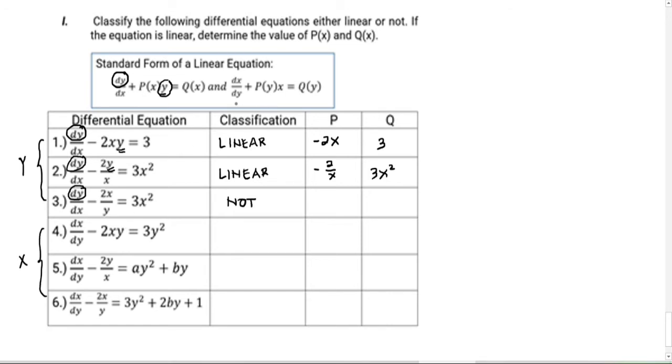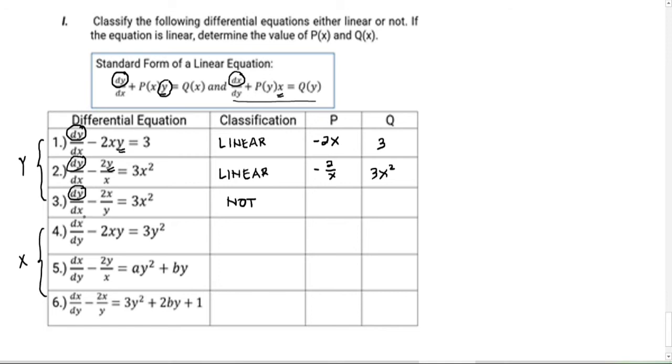For number 4, we are going to refer to the standard form of a linear equation in variable x, in which we have here dx and we have here variable x raised to the first power and the rest are in terms of y, that is p(y) and q(y). For our number 4 to number 6, we are going to refer to our standard form of a linear equation in variable x. As shown, in this standard form, we have here dx in the numerator and also x raised to the first power. Then the rest are functions of y.